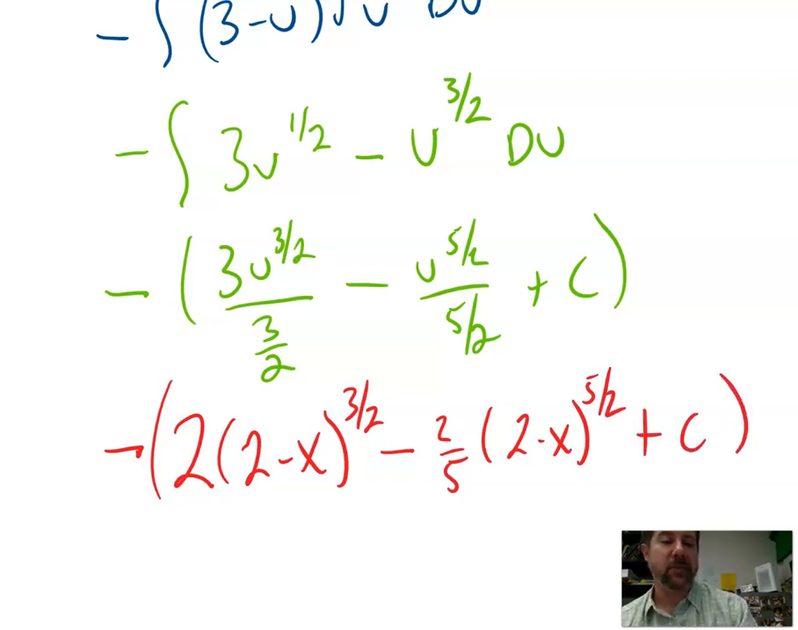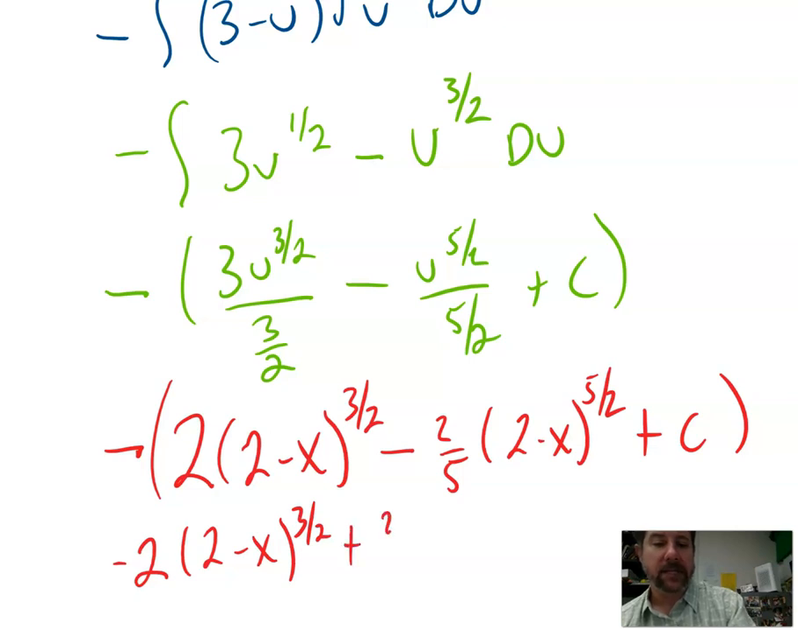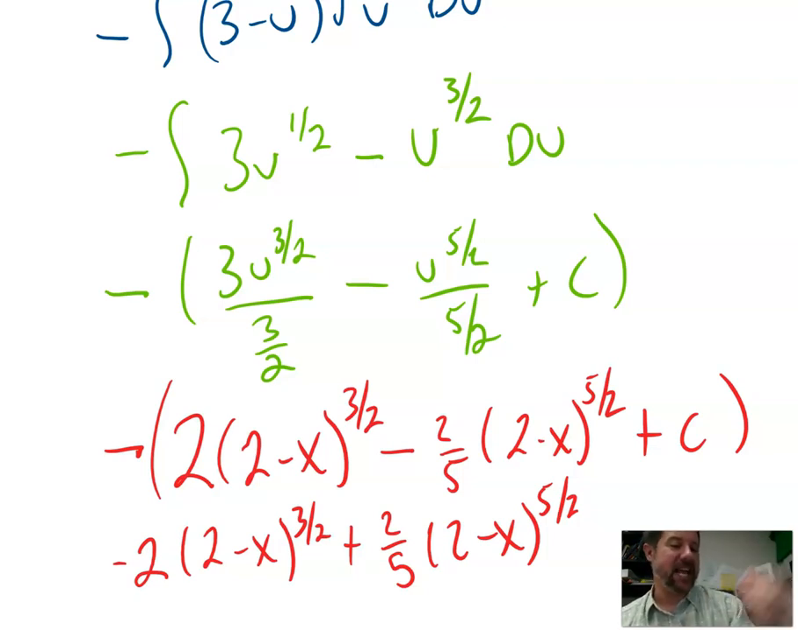And now I'm going to distribute my negative. And so I get negative 2 times 2 minus x to the 3/2 plus 2/5 times 2 minus x to the 5/2. Negative times c is really negative c. But again, c is just a constant. It can be positive or negative. So we generally just always have plus c. I'm not going to make that a minus c. We probably just have that as a plus c there like that. All right?